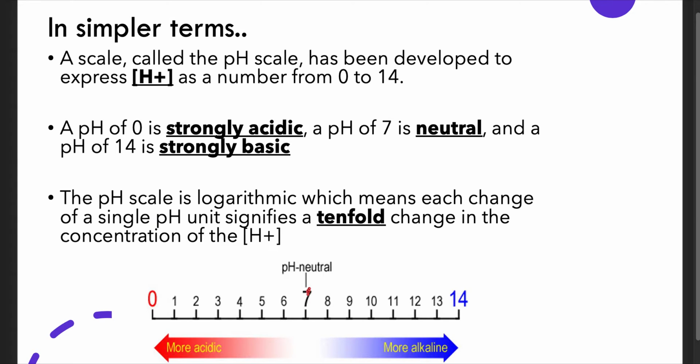So in simpler terms, a scale called the pH scale has been developed to express the hydrogen ion as a number from 0 to 14. A pH of 0 is strongly acidic, a pH of 7 is neutral, and a pH of 14 is strongly basic, or more alkaline. The pH scale is logarithmic, which means each change of a single pH unit signifies a 10-fold change in the concentration of the hydrogen ion. So what that means is, and we're going to fast forward a bit, I'm going to zoom into this down here.